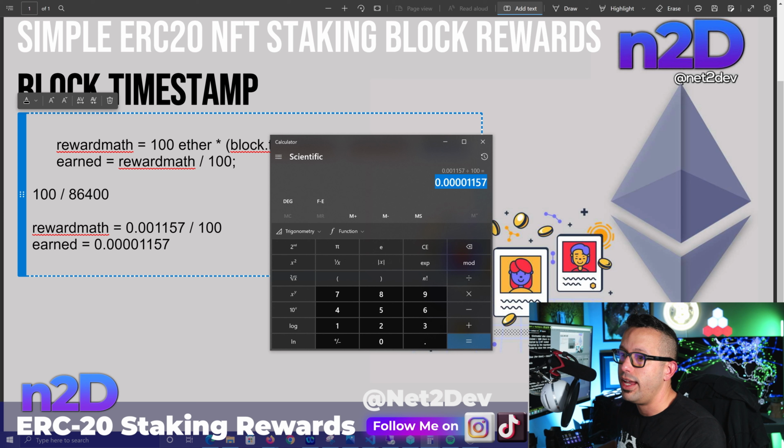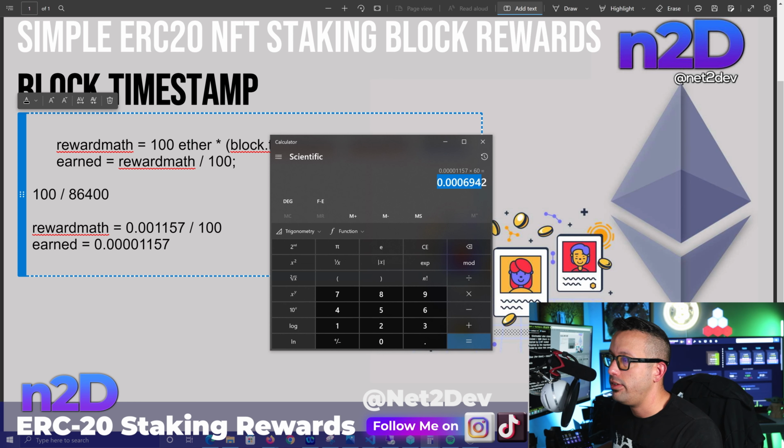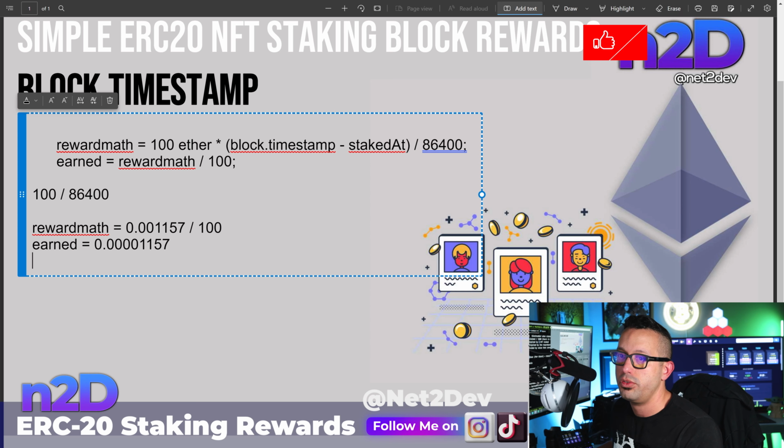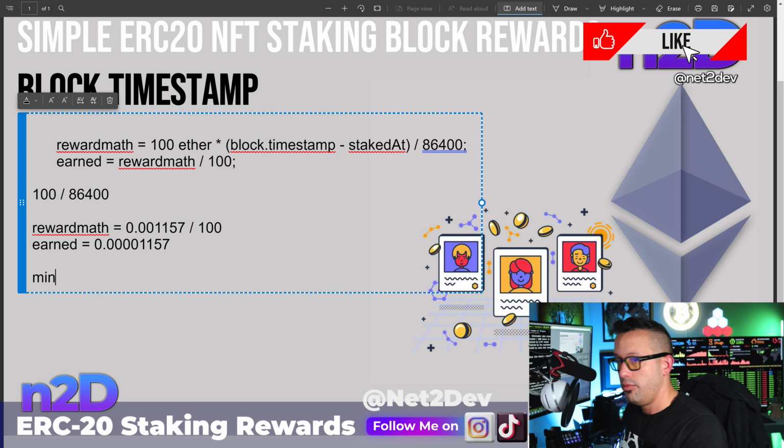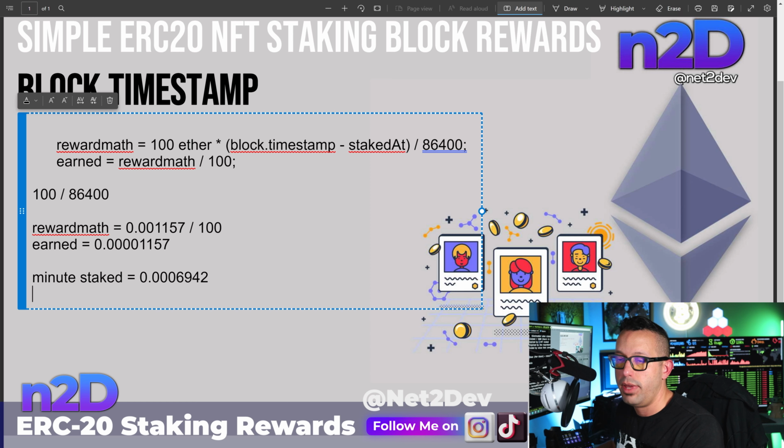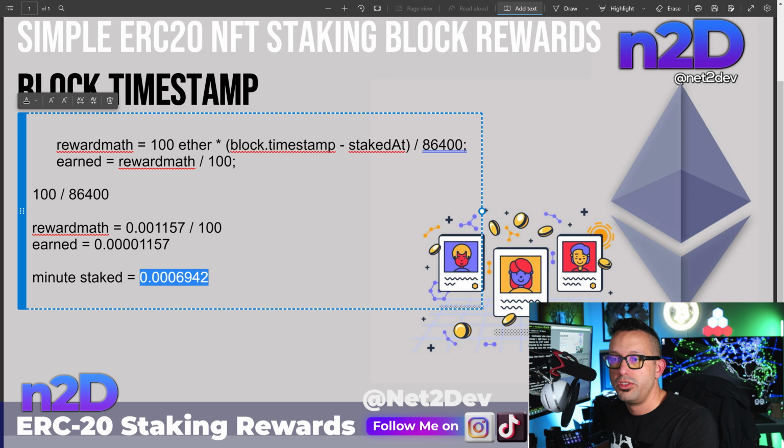So if that's a second, right? How many seconds are in a minute? 60 seconds. Okay. Times 60. Those are 60 seconds. And it gives us a value of 0.006942, which we then are going to say a minute staked equals to this amount. Now, let's multiply this by 60, which will be an hour.